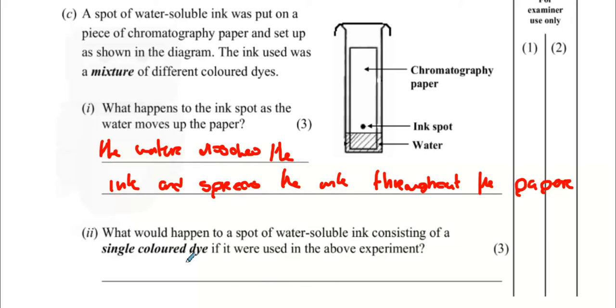What could happen to a spot of water-soluble ink consisting of a single colored dye if we're using the above experiment? It would only separate out into one color. So remember, brown separates out into many colors. A single dye would only separate into one color.